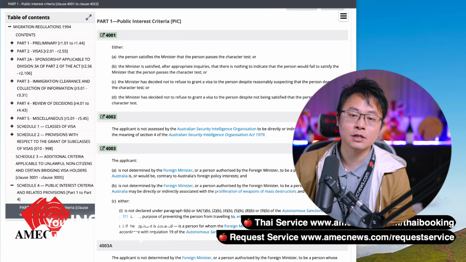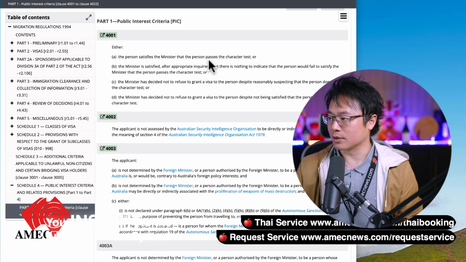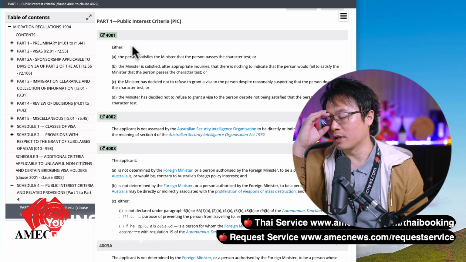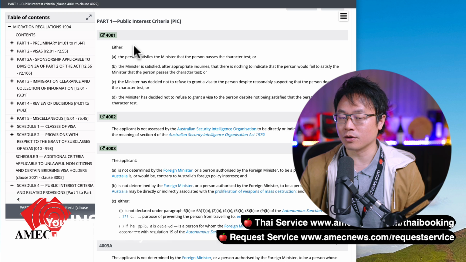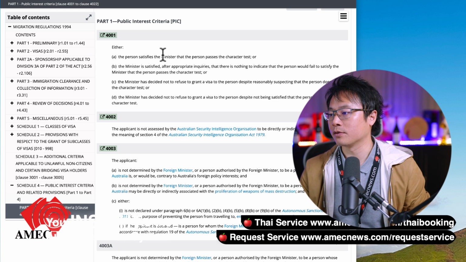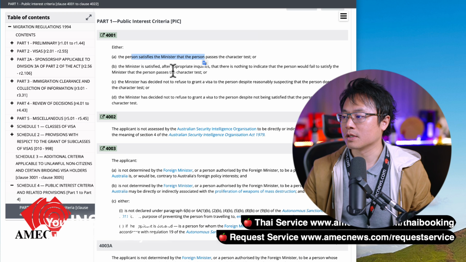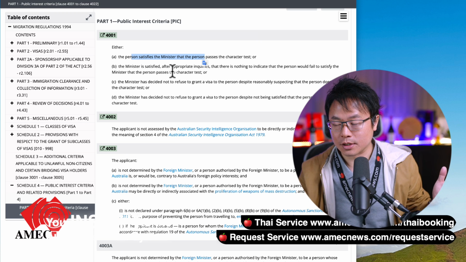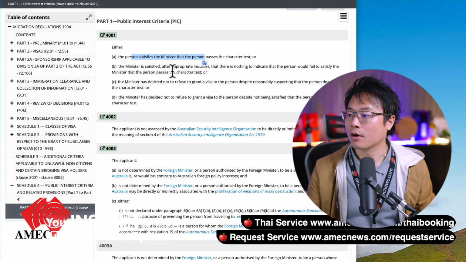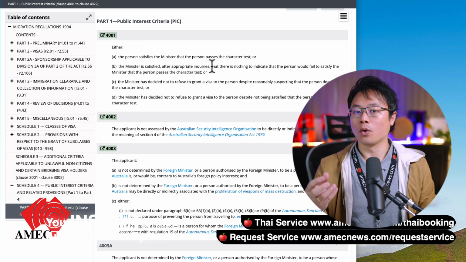If you go into every single visa category, whatever the subclass that you're looking for, you may be seeing this. It says public interest criteria, PIC, and under the item number 4001. That's right up there. Let's have a read about it, and we'll go through it in detail. So it says either the person satisfied the minister that the person passed the character test. So the question is, what is the minister's definition of character test?